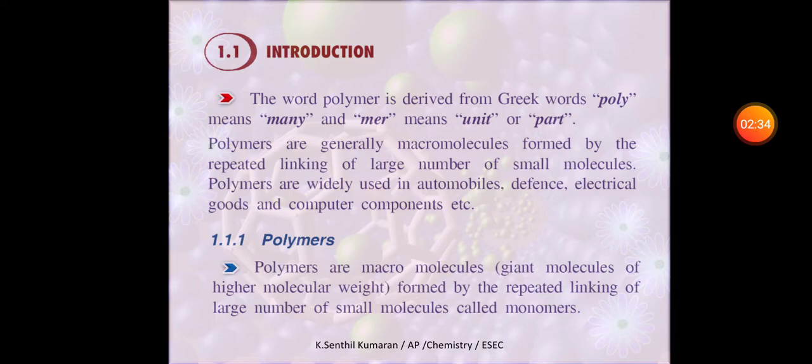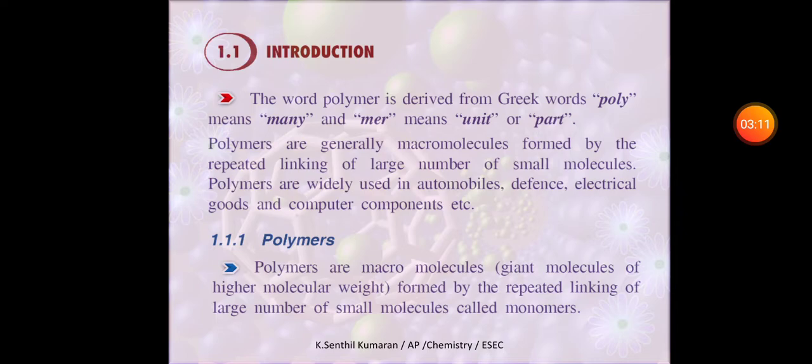So the word polymer is derived from the Greek word. Many monomers, or many small units or small molecules, joined together form a macromolecule, that means a big molecule. That is the polymer. This process is called the polymerization process. We will see the correct definition in the coming slides.